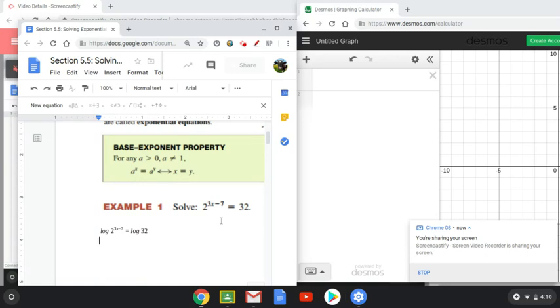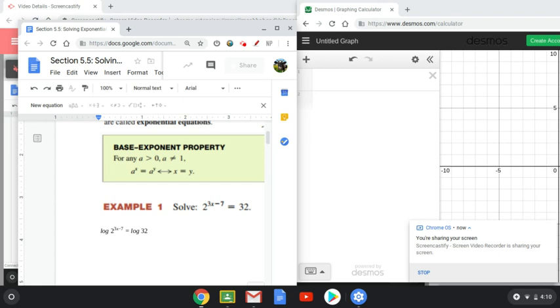You have 2 to the 3x minus 7 equals 32. Now there's more than one way to solve this equation. I'm going to show you a method that works every time today. Okay? So the first thing that I want you to notice here, my first step here is to take the log of both sides of this equation. So that same rule holds true.